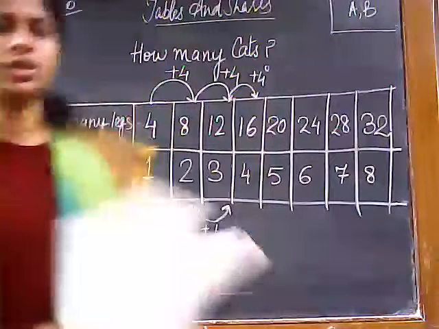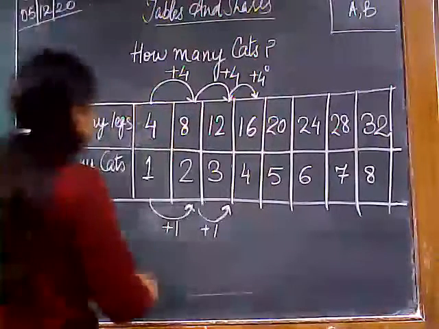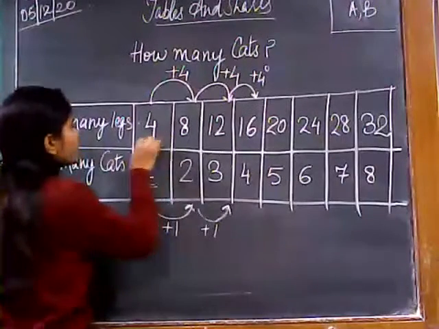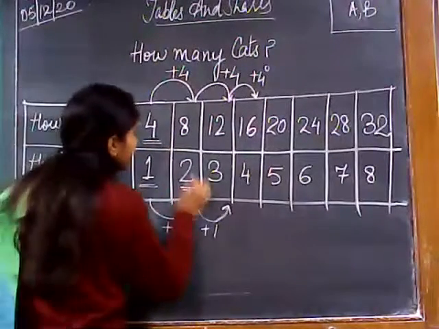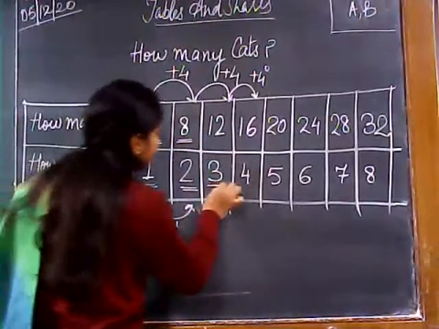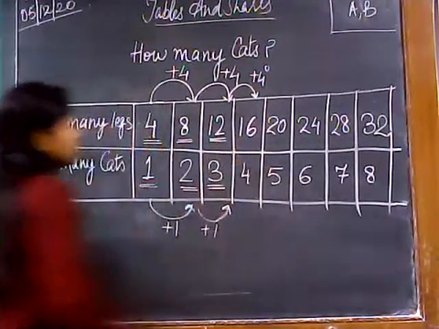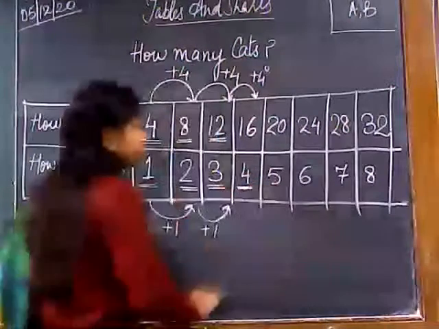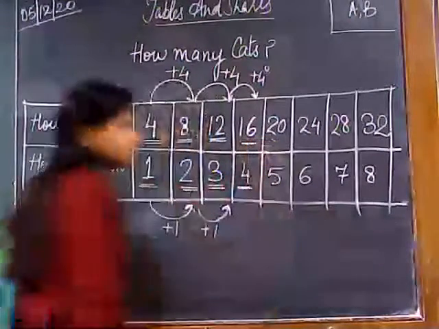Okay, children. So by observation, by completing this pattern, we understand that if there are 2 cats, then there will be 8 legs. If there are 3 cats, then the total number of legs will be 12. If the cats are 4, the total number of legs will be 16.